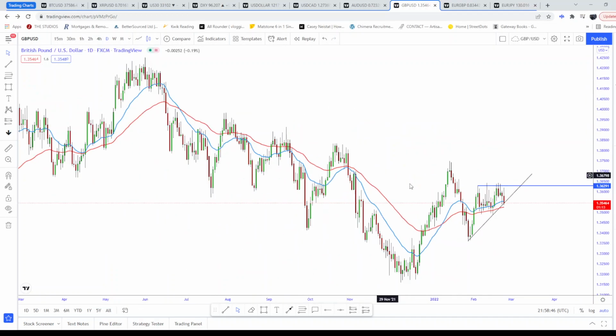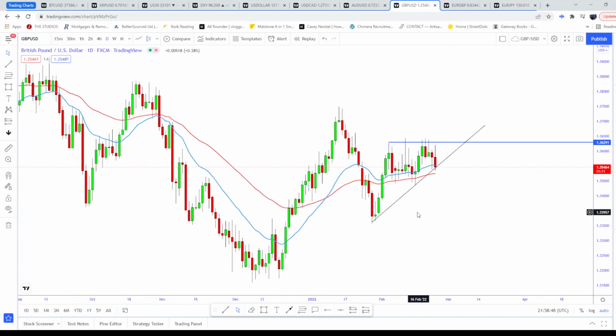GBPUSD in the long term is actually quite bearish. This bullish momentum could be like a fake out or something, just to trick traders really, but at the end of the day it could be for institutions to get in at a higher price to sell.